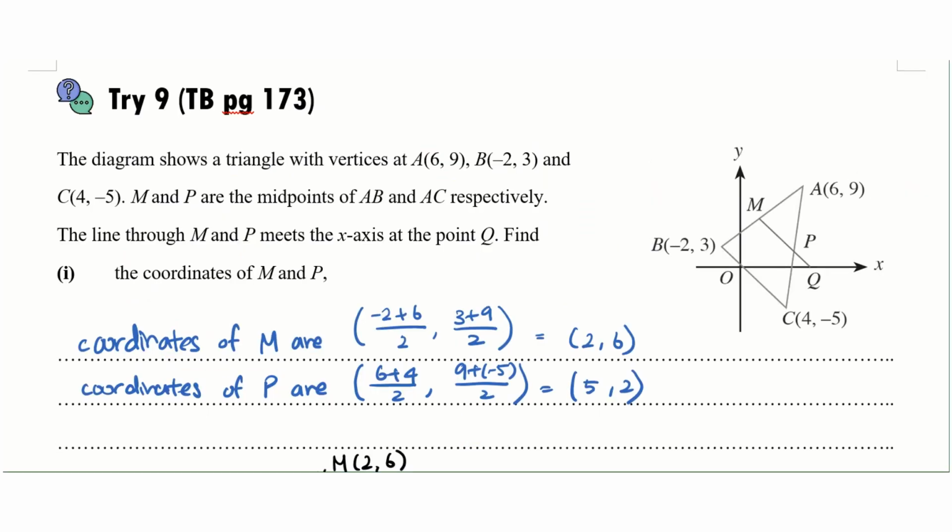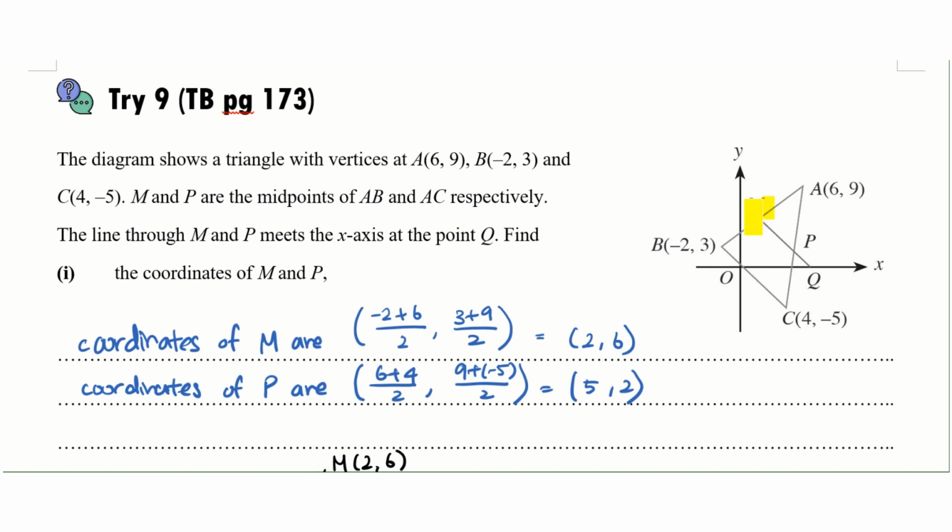We will now take a look at Try 9, which is the last question for this video. So in this question, it shows you a diagram that has a triangle with vertices A, B, and C. M and P are said to be midpoints of the line segments AB and AC. The line through MP meets the x-axis at the point Q. So in part 1, we want to find the coordinates of M and P.